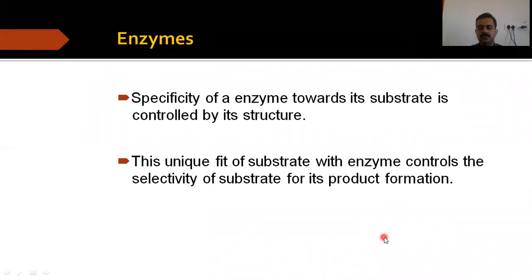Moving further. Specificity of enzymes towards the substrate is controlled by its structure. Absolutely. We have already gone through this part, that specificity is one of the important parts, wherein the lock and key hypothesis and the Fischer model have always told us regarding the specificity of enzymes. This unique fit of substrate with enzymes controls the selectivity of substrate for its product formation. Of course, the unique fit of the substrate is an important part. Based on that unique fit, the product generation would take place.